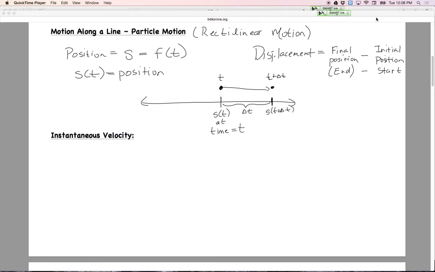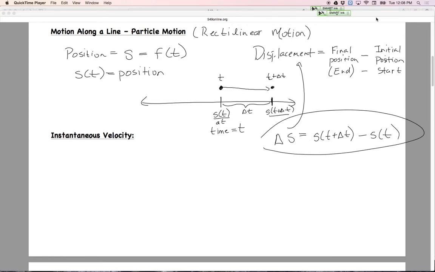Now, assuming that this one's the start and this one's the end, the way we're going to calculate displacement, the change in s, which we will call displacement, is final minus initial. What is the final here? t plus delta t. That's the time, so the final position is s of t plus delta t, minus s of t. This calculates displacement. I need that to get into velocity and acceleration.